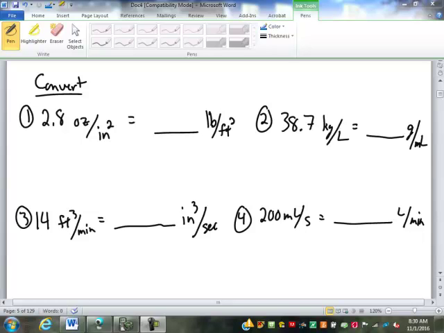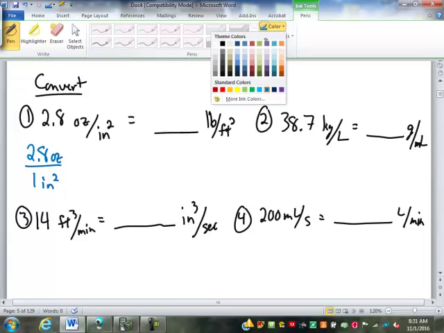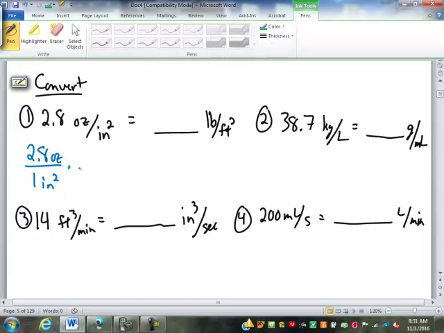So, for the first one there, we have ounces per square inch going into feet, pounds per square foot. So we're going to write this down as 2.8 ounces on top, per square inch, we're going to put 1 square inch on bottom. Now I've got to change both units here. So I'm going to do the ounces first. Now ounces are on top, so I'm going to put them on bottom so they cancel out.